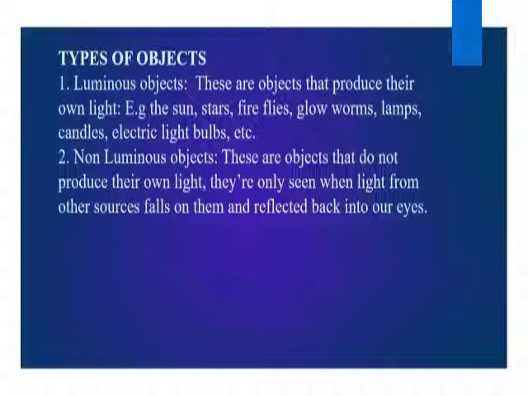Secondly, we have the non-luminous objects. These are objects that do not produce their own light. They are only seen when light from other objects reflect on them. An example is the moon. The moon is a non-luminous object because it reflects the light of the sun. The moon does not possess its own light, but reflects the light which is gotten from the sun.